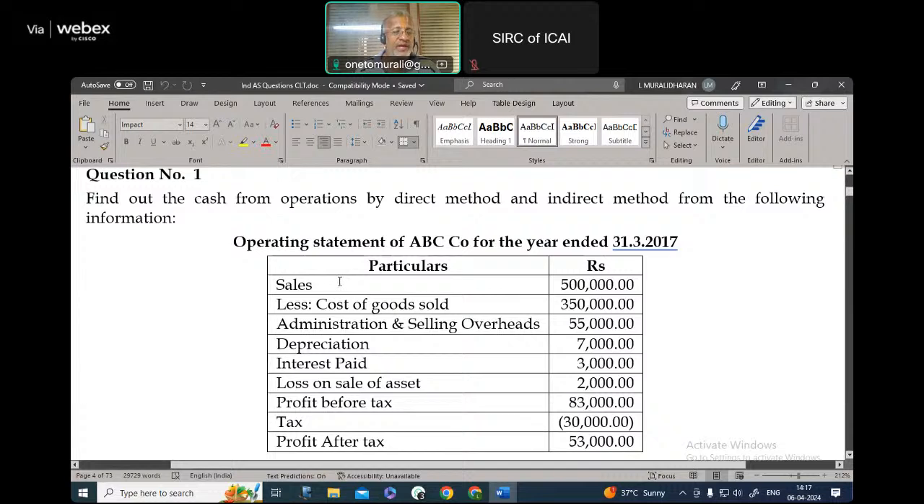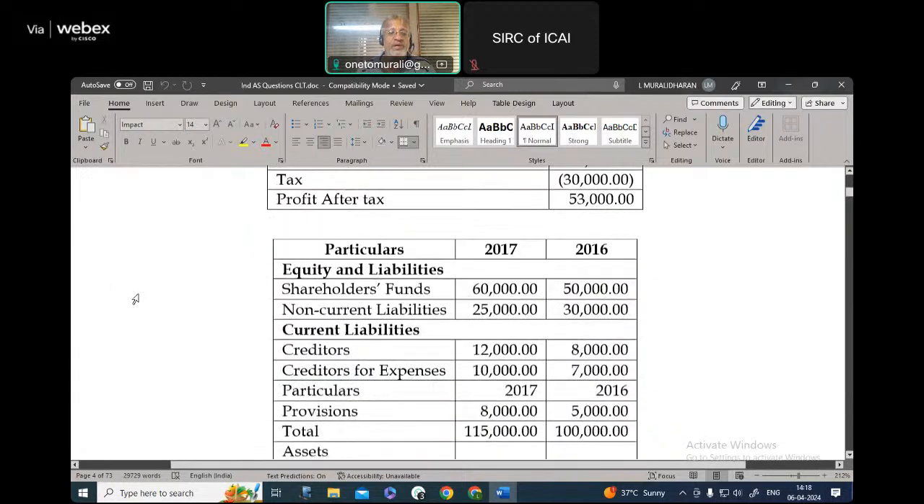So now let us take up question number 1. Find out the cash from operations by direct method and indirect method from the following information. Operating statement of ABC company for the year ended 31st of March 2017. Sales 5 lakhs, less cost of goods sold 350,000. Administration and selling overheads 55,000, depreciation 7,000, interest payment 3,000, loss on sale of assets 2,000, profit before taxation 83,000, tax 30,000, profit after taxation 53,000.